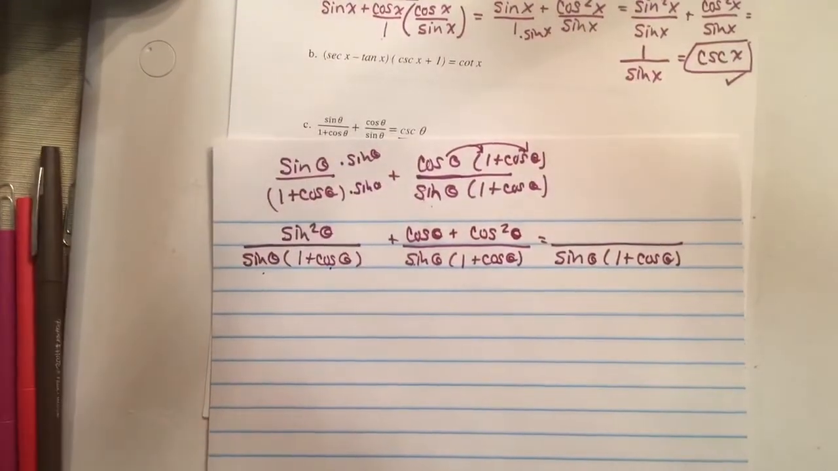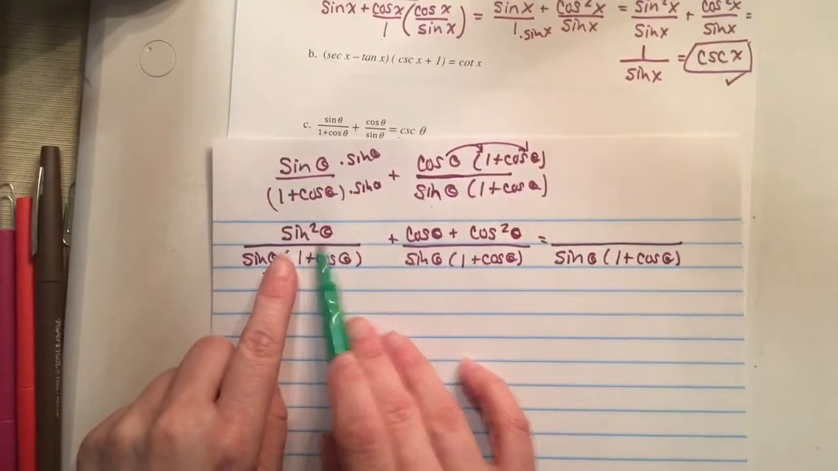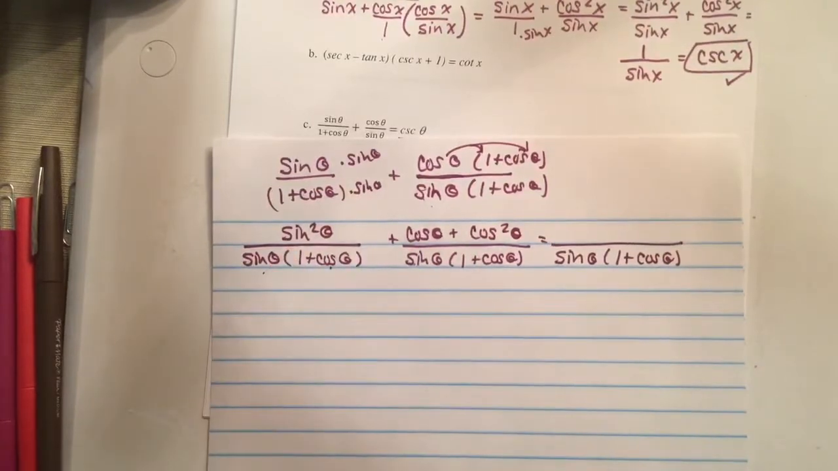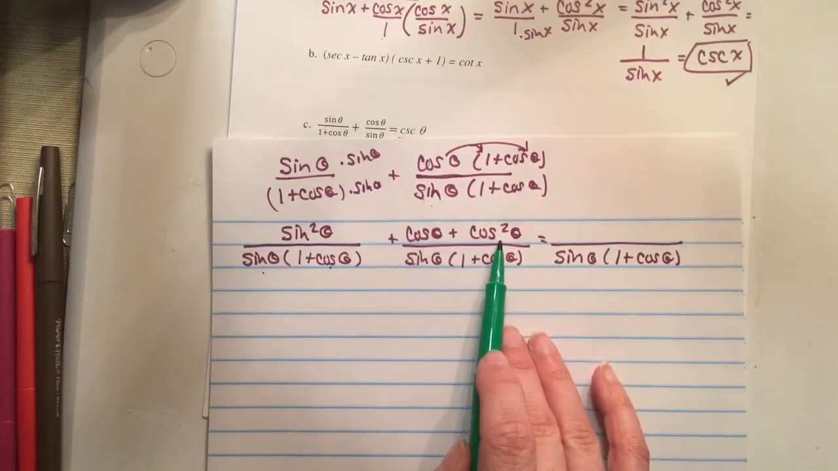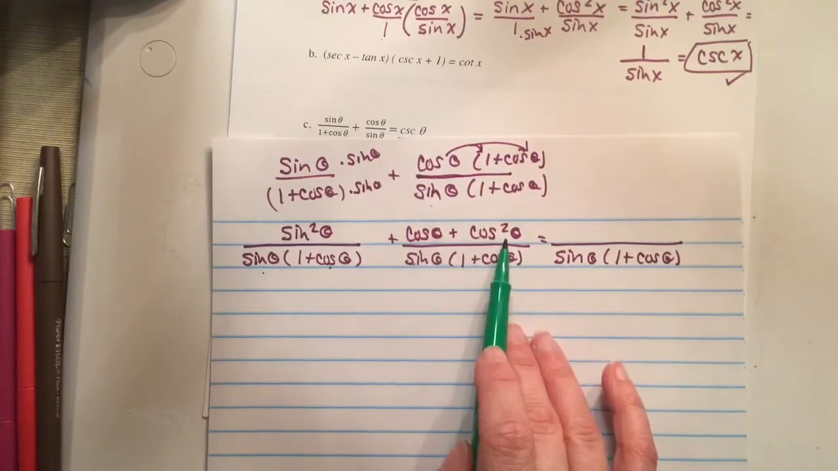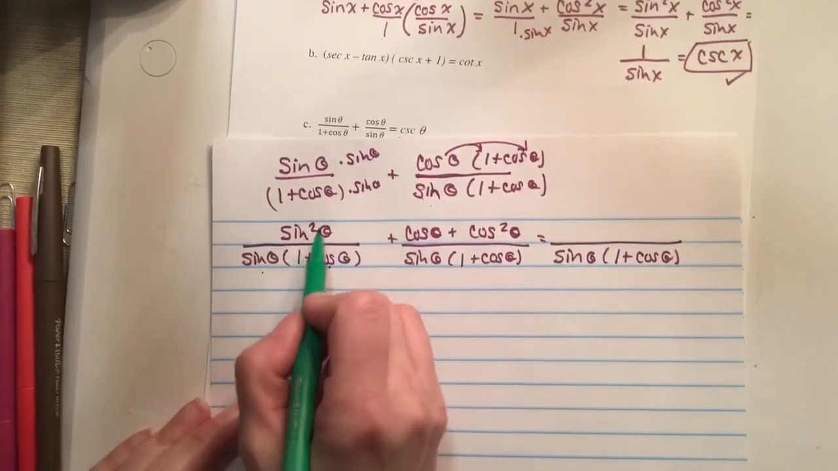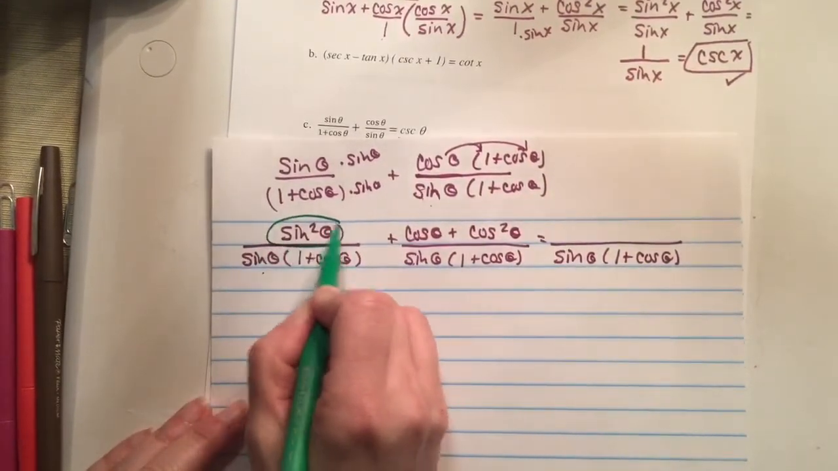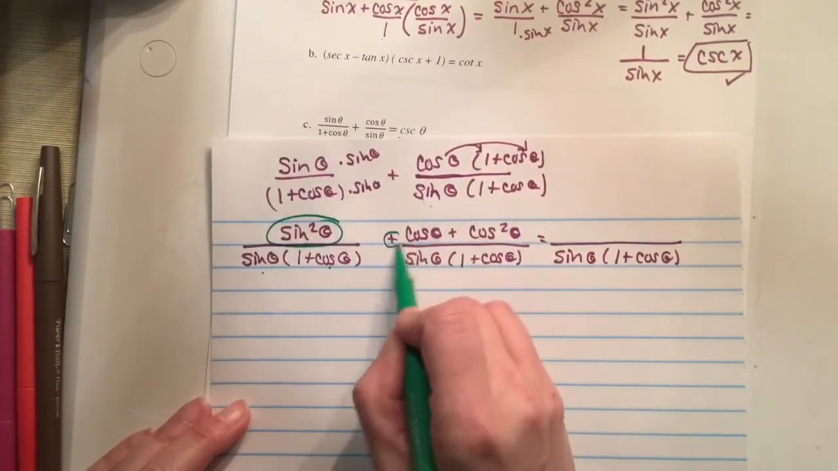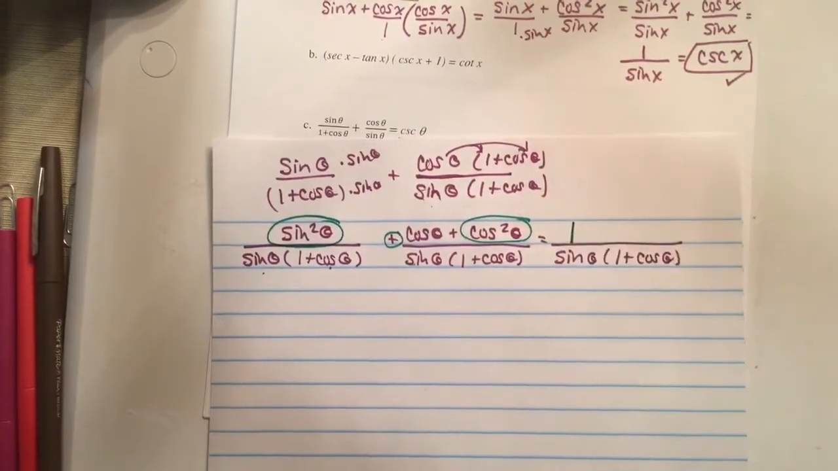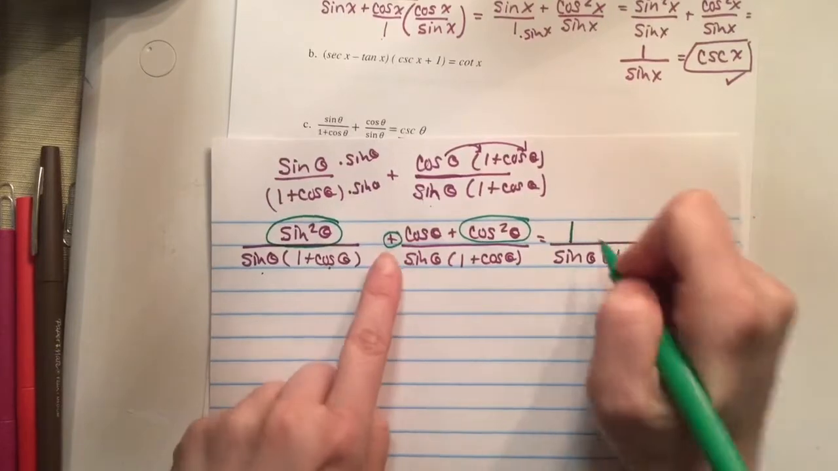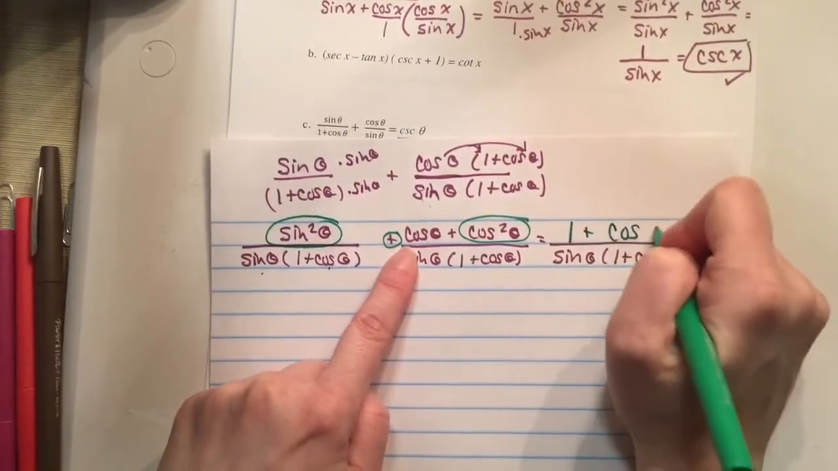Now check this out. These are not like terms. None of them are like terms. Yes, these are both cosines, but they do not have the same exponent. So combining these would be like trying to combine x's with x squared. It cannot happen. But here's an identity, you guys. Sine squared of theta plus cosine squared of theta is 1. Super cool. Plus, the other thing I have is cosine of theta.